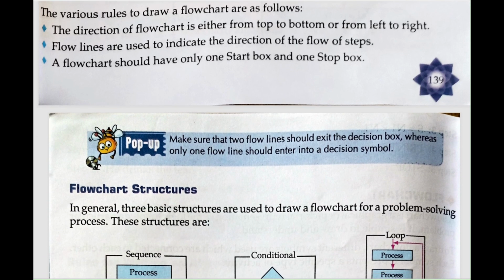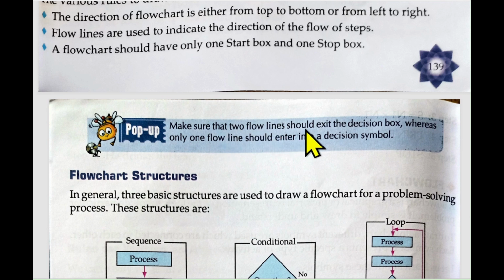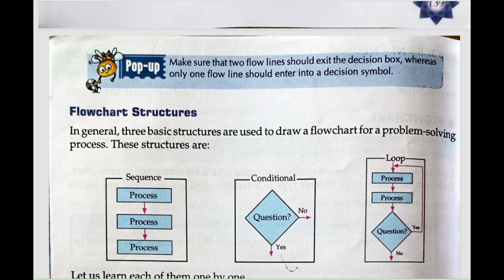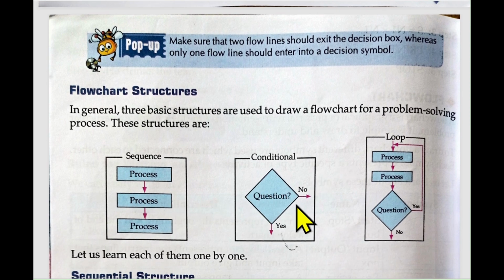Now come to the next point. Make sure that 2 flow lines exit the decision box, whereas only one flow line enters a decision box. In a decision box, only one flow line should enter, and the exit of flow lines should be 2 only, because there will be only 2 decisions, yes or no.